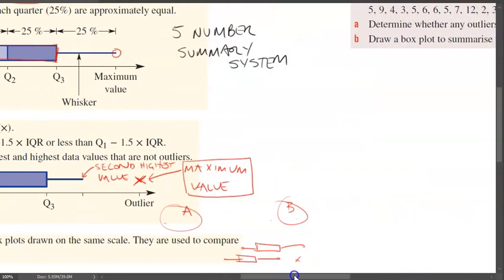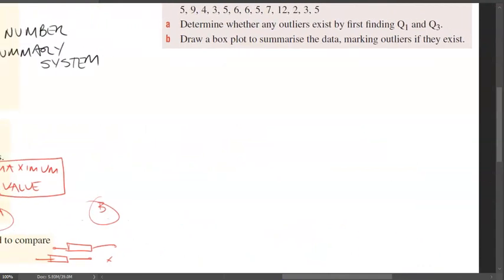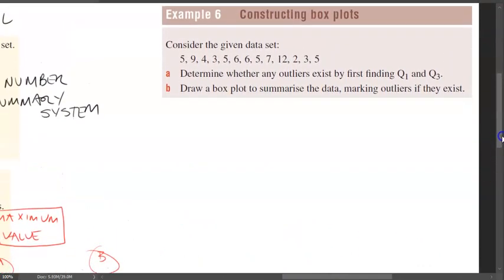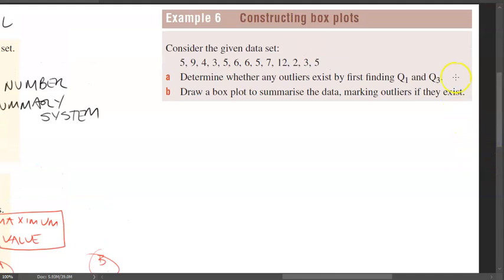So we'll look into the first example and only example for this explanation. And we're going to construct this box plot here. We've been given this data set, and we're going to determine whether any outliers exist by first finding Q1 and Q3, and then using the equations of the lower fence and upper fence. And then we are going to draw a box plot to summarize the data, marking outliers if they exist, and the outliers are marked again just with a cross.